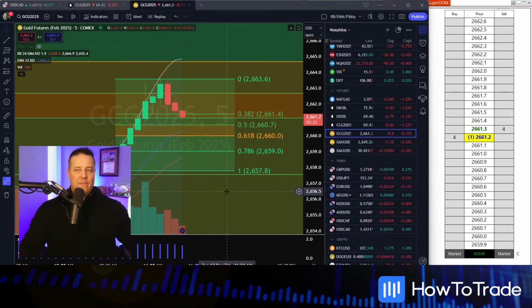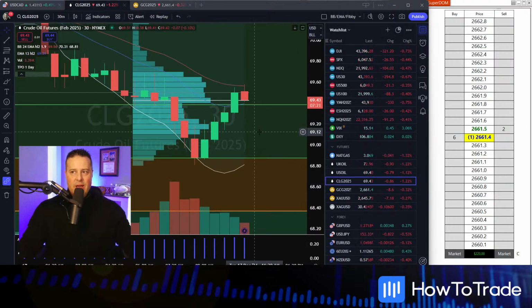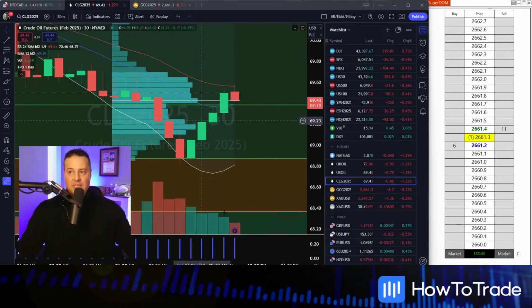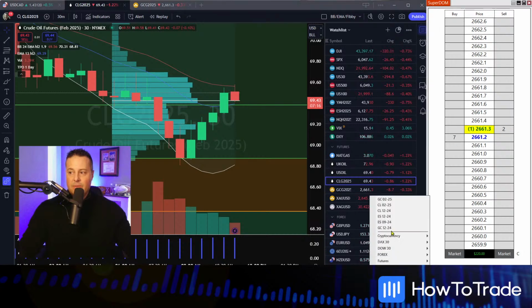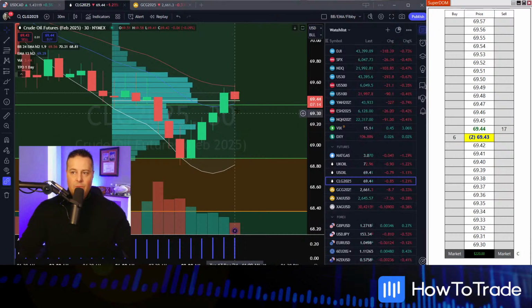Too big of a draw for me. I would say that trade's probably a C. That's not an A trade. We had a trade right in here today that was an A trade. This WTI crude oil, let's just go ahead and cursor over. This was an A trade.